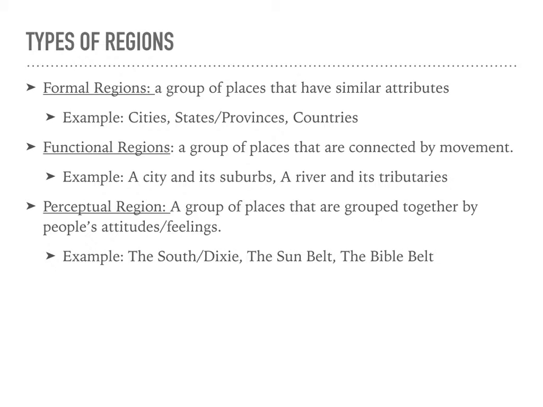The next type of region is a perceptual region. Sometimes I call this a region by opinion. I kind of talked about this a while ago when I was talking about the South. The perceptual region is a group of places that are grouped together by feeling. You feel that these places should be grouped together for these reasons.